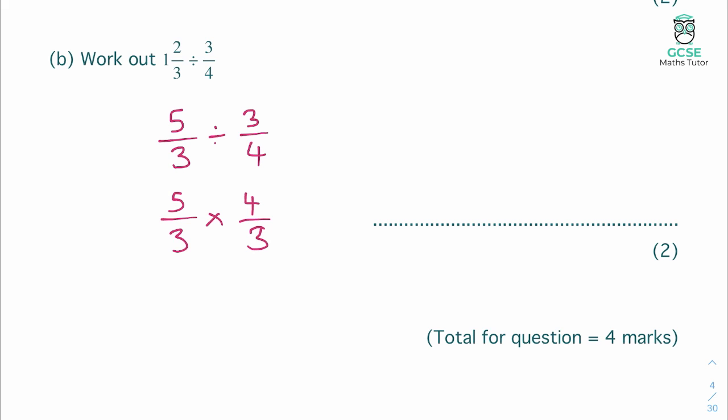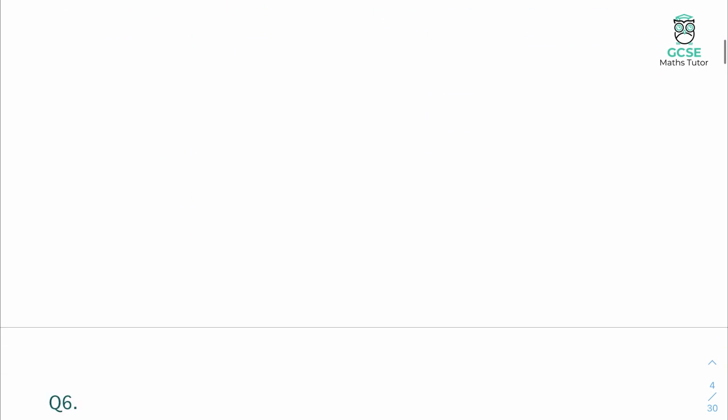5 times 4 equals 20, and 3 times 3 equals 9. So I've written my answer as 20/9. It doesn't ask me to write it as a mixed number, so I can leave it as 20/9. And there we go. So on to our next question.